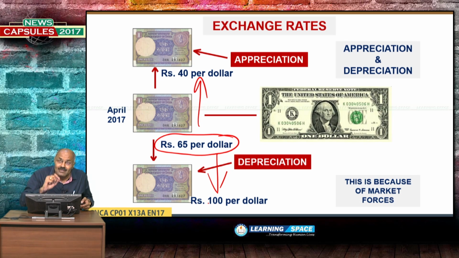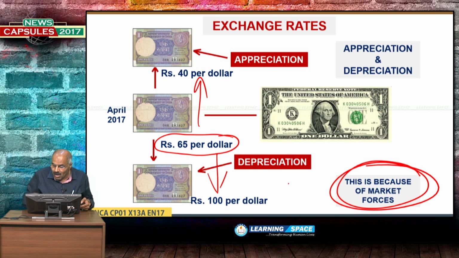And please don't forget, appreciation and depreciation are the terms used when the rupee value is decided by market forces, because of the market dynamics, with the availability of dollars in the market or the demand for dollars in the market. So it all depends on the demand as well as free availability of dollars in the market. This appreciation and depreciation takes place because of market forces.